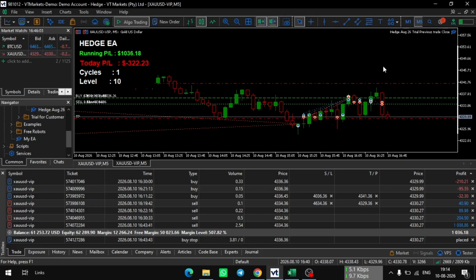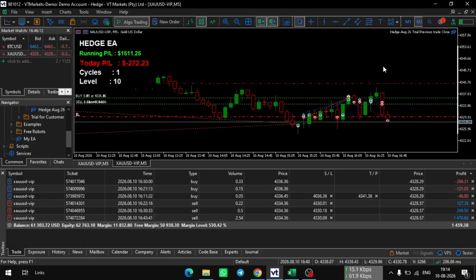The 10th trade is still running, and finally the market starts moving in the sell direction. The price is now getting very close to the target. Let's see what happens. The market continues moving toward the target, and finally the target has been reached. The cycle has closed successfully. Now let's look at the result.